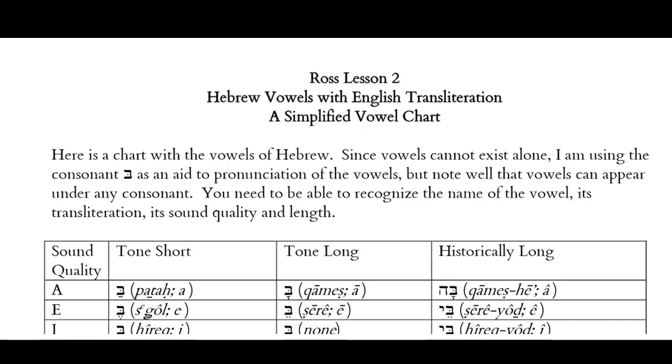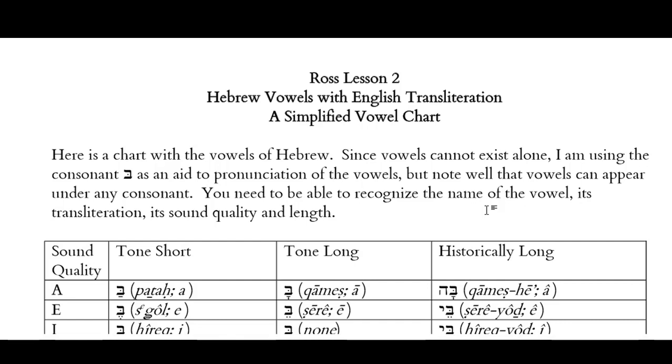Here we look at the vowel chart. This is a simplified vowel chart of the Masoretic vowel pointing that was added to the consonantal text. This is my handout that I developed for my students. It is a simplified vowel chart, and it doesn't really tell the whole story.